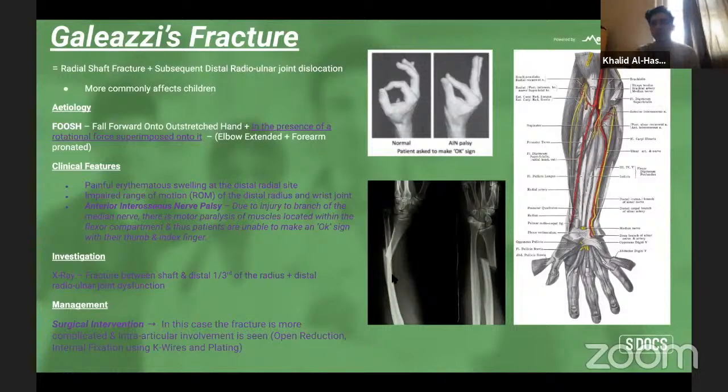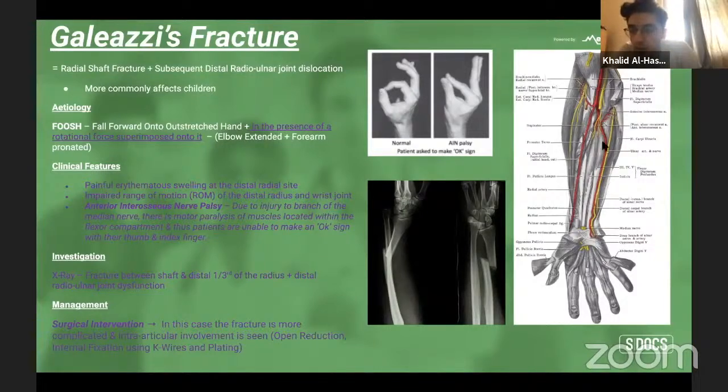And for management, since there is not much place for conservative management, surgeons would have to opt for surgical intervention because it is complicated and there is also intra-articular involvement seen. So therefore, we would tend to opt for an ORIF approach, known as open reduction internal fixation, using K-wires and plating. Here is a picture of the arm.